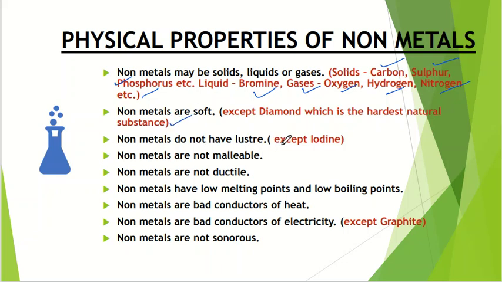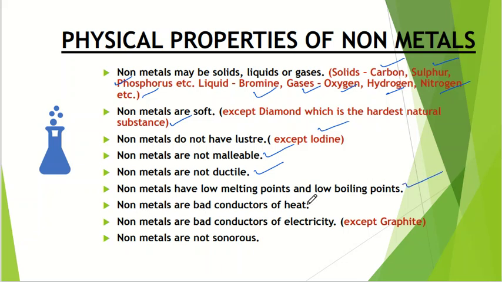Nonmetals do not have luster except iodine. Nonmetals are not malleable. Nonmetals are not ductile. Nonmetals have low melting points and low boiling points.